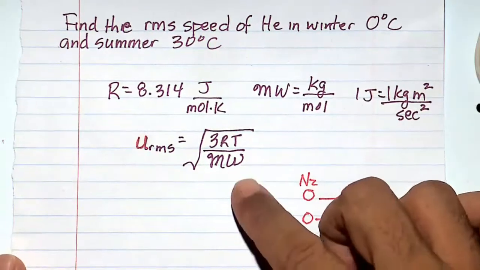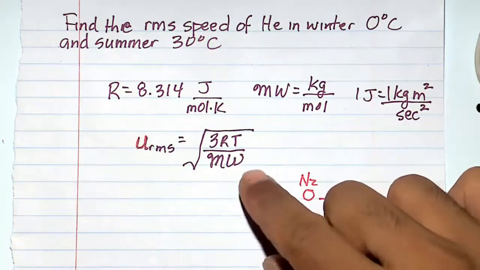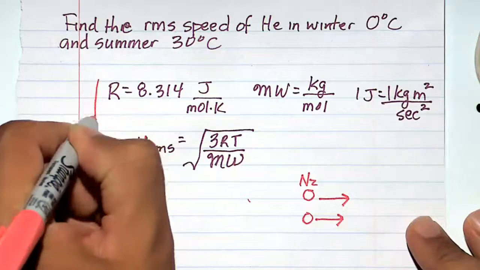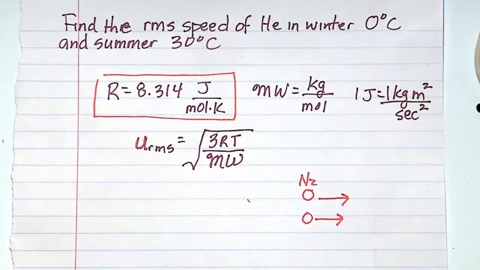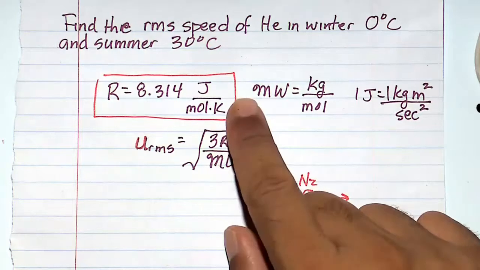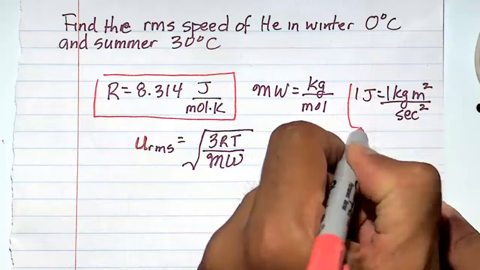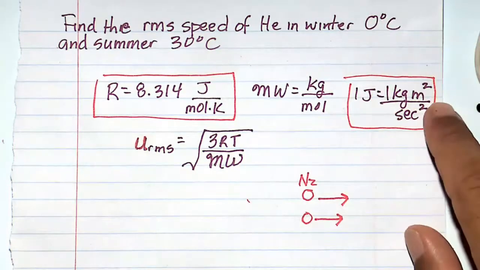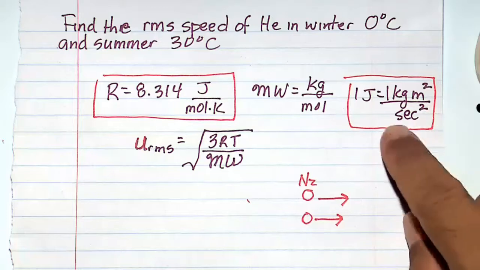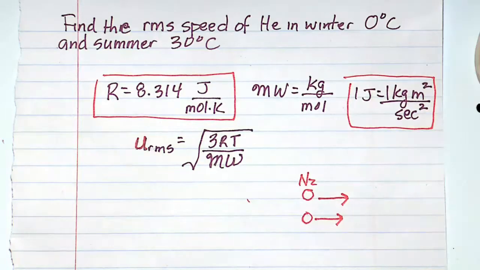Another important thing about this root mean square speed equation has to do with this R. This is not our customary R. It's another version, and it's 8.314 joules over mole Kelvin. A joule is a derived unit, derived from the base unit kilogram, the base unit meter, and the base unit second. So 1 joule is actually equal to kilogram meter squared per second squared.